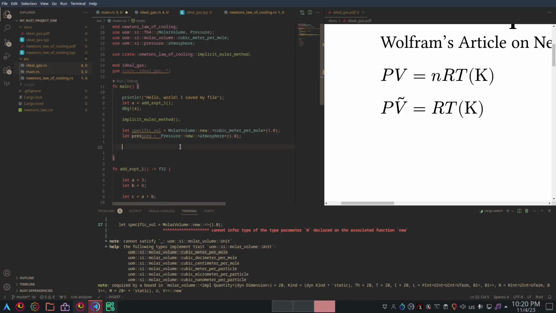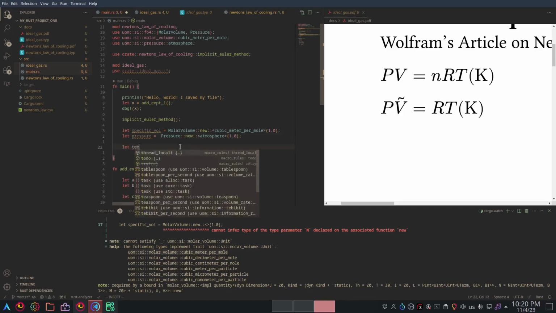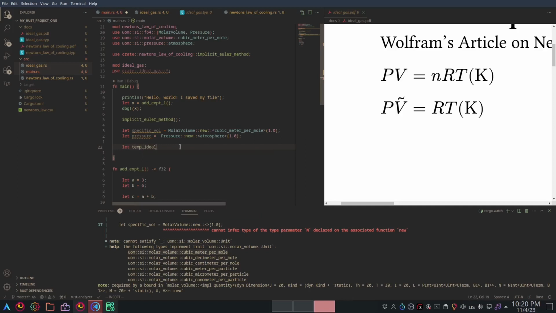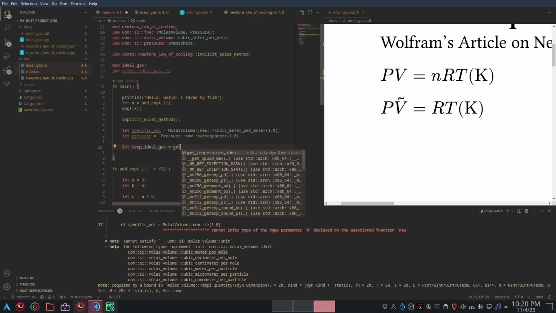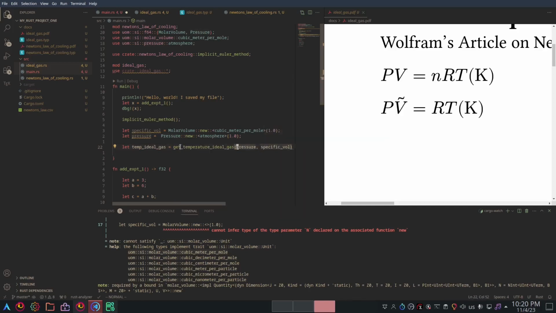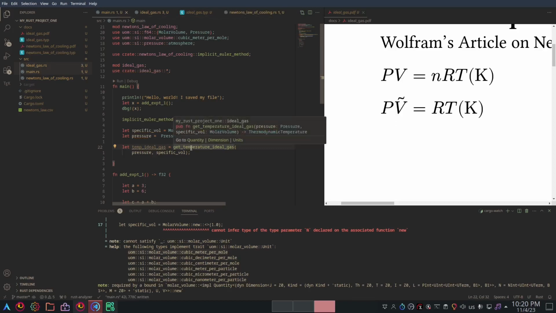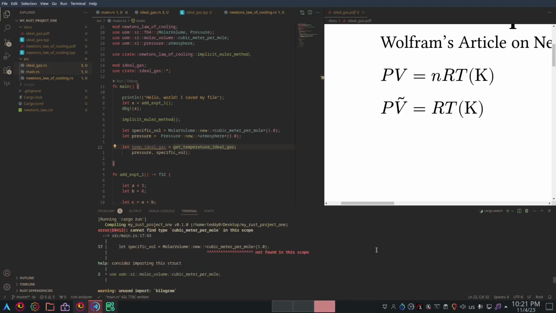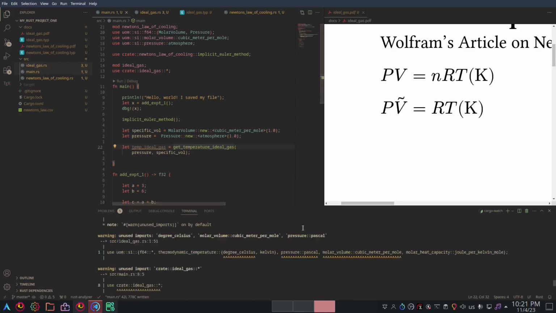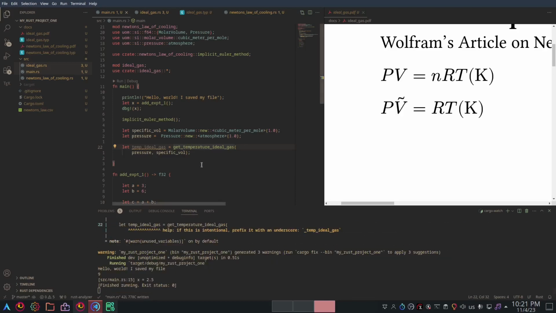Let temperature ideal gas equal to get temperature ideal gas. We have a pressure and specific volume here. This is how you call your function. Temperature ideal gas, then you give it the parameters within the brackets, close it with a semicolon, and you're done. You scroll all the way down, and you should be fine.